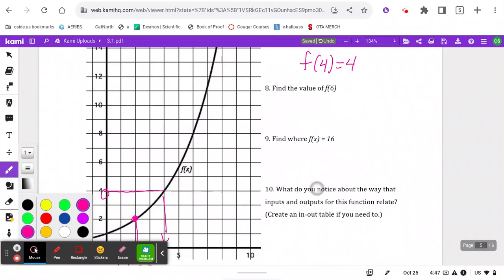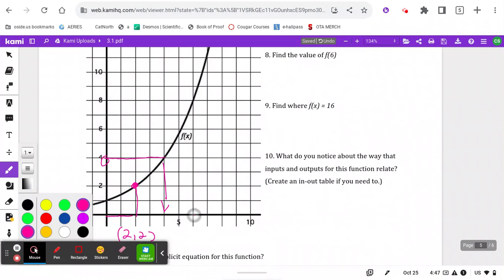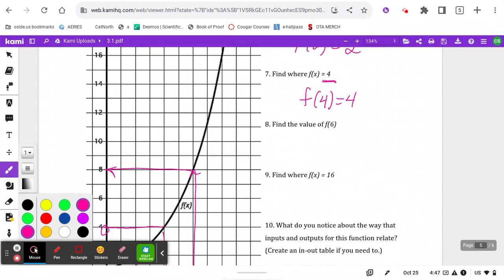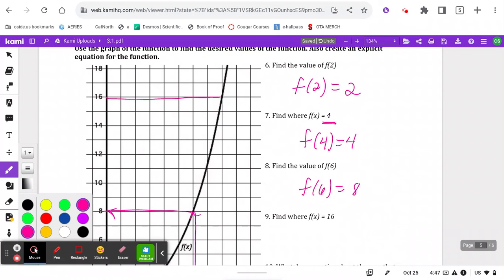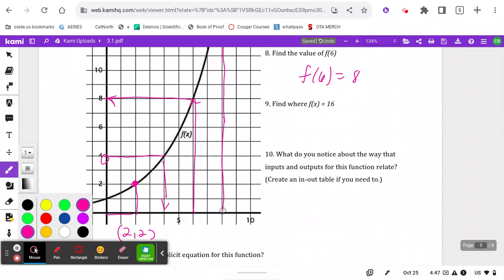Find the value of f of 6. So I go out to 6, look up to my table. This time 6 matches with 8. And where is the output 16? So I go from 16 this way, follow it down. 5, 6, 7, 8. And you can write your answer as x equals 8 or just f of 8 equals 16.